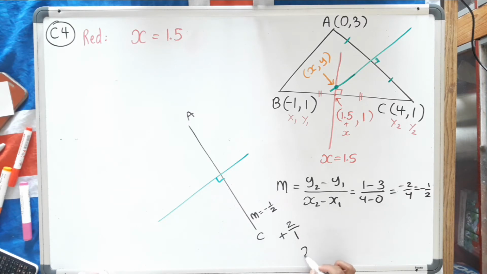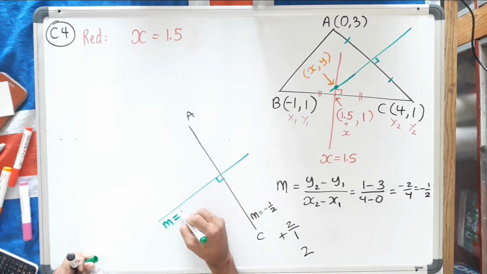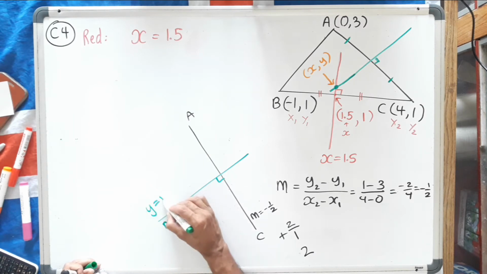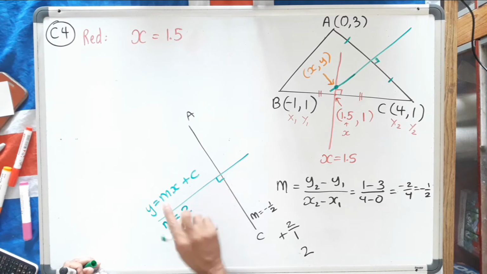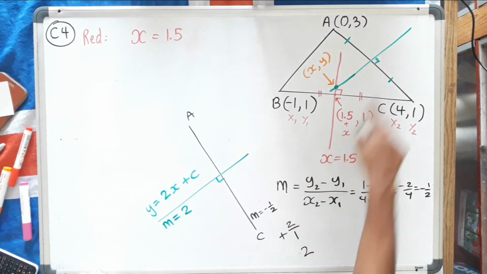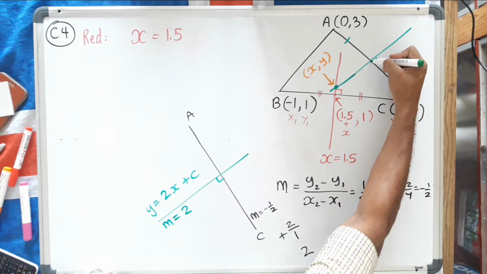But 2 divided by 1 is 2 when you put back the positive sign. But you don't have to put the positive sign. So, the gradient of the green line is 2. But we need the equation of the green line. So we know the m is 2. We just need to find c for the green line. Remember, this is the midpoint.